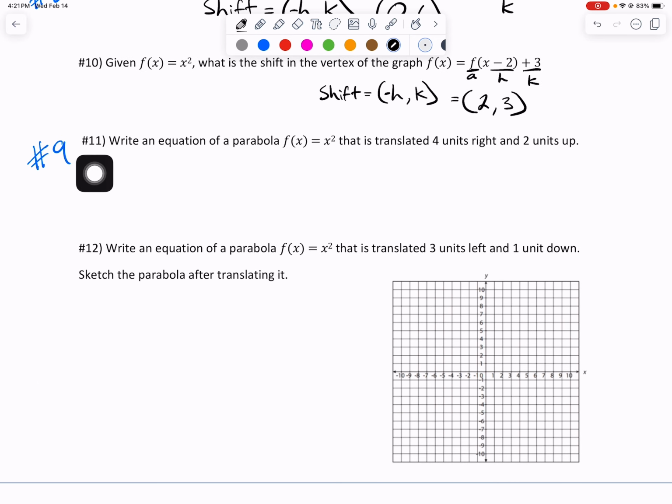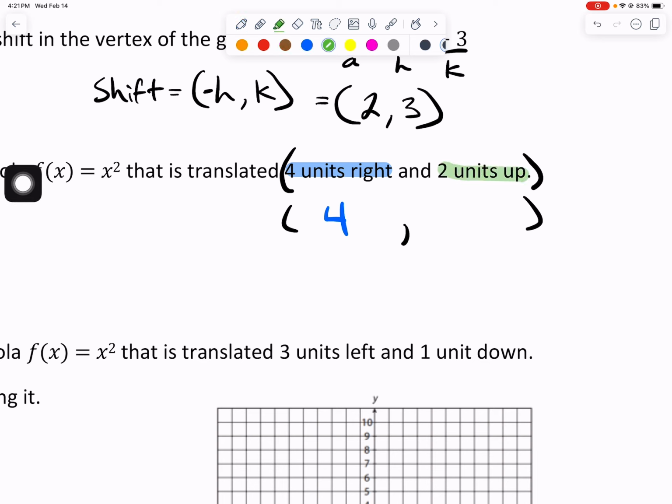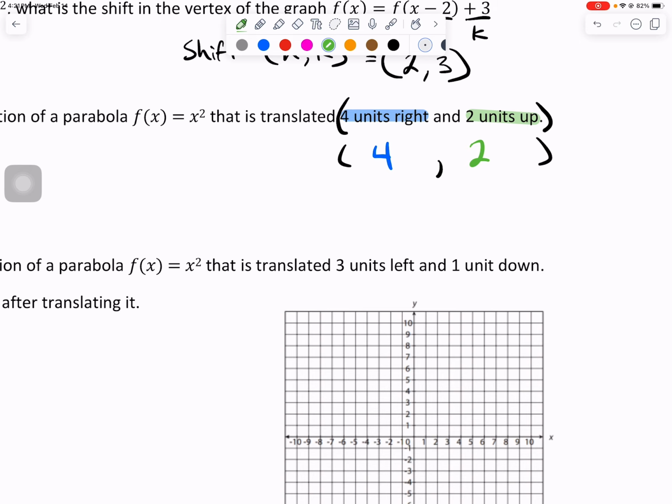All right, for number 11, or potentially number 9 if you're quizzing with me: write an equation of a parabola f of x equals x squared that is translated 4 units right and 2 units up. Here's what I like to do, the way my brain processes this. I see this as they're giving me a shift. I'm going to write it down almost like a pair of coordinates, divided here by 4 units right and 2 units up. If we go 4 units right, we're going plus 4 in the positives. And if we go 2 units up, we're going plus 2 into the positives. So we have our shift now just given to us, correct?